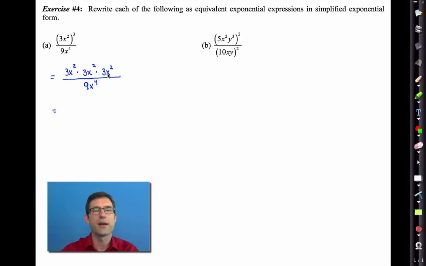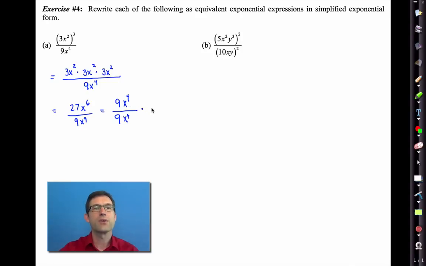3 times 3 times 3 is 27. X squared times x squared times x squared is x to the sixth. And now we're really where we were in the last problem. I want to look at the numerator. First look at the numbers, 27 and 9. Their GCF is just 9. Then I look at x to the sixth and x to the fourth. Their GCF is x to the fourth.